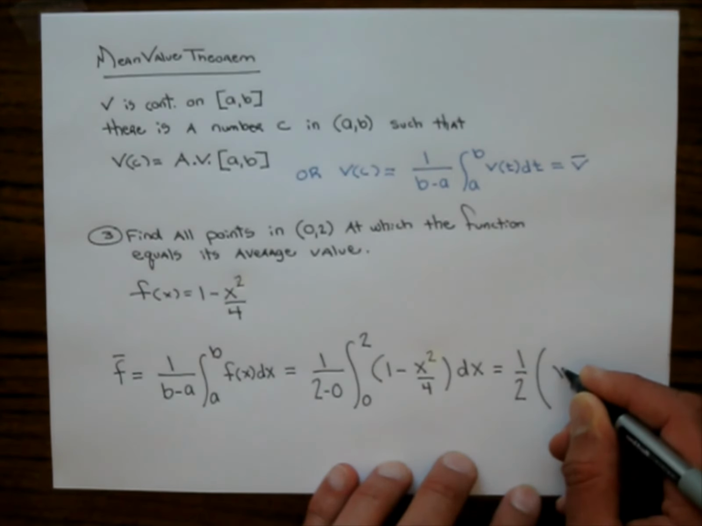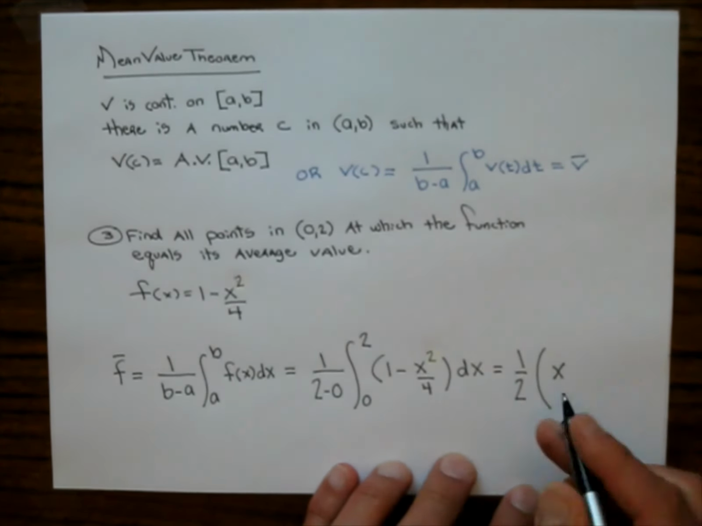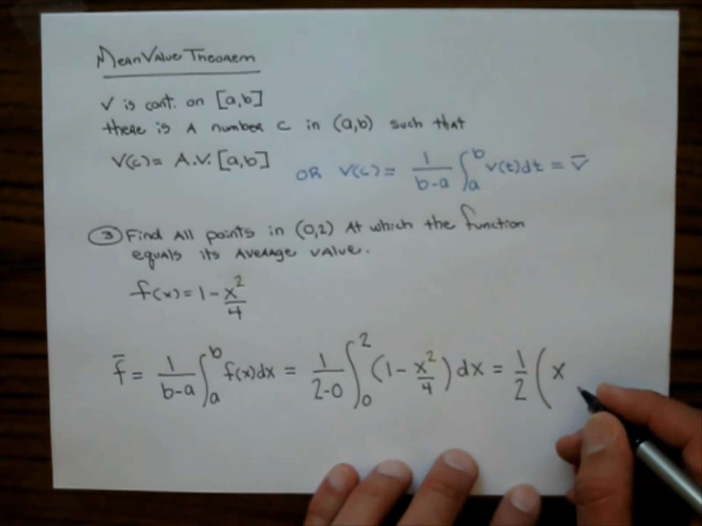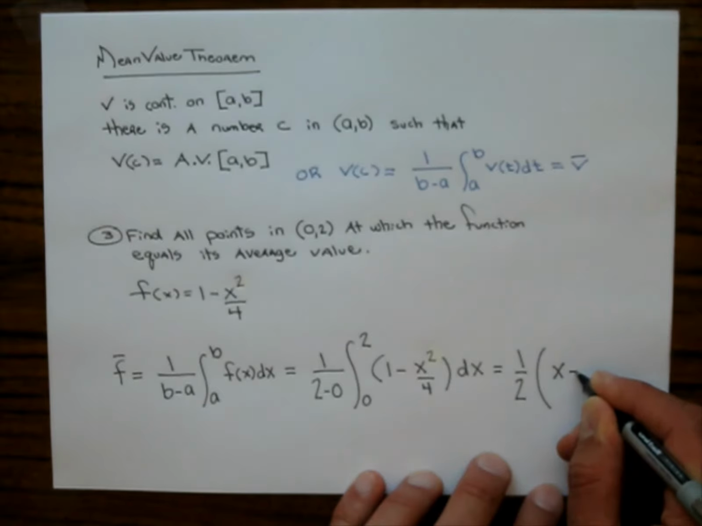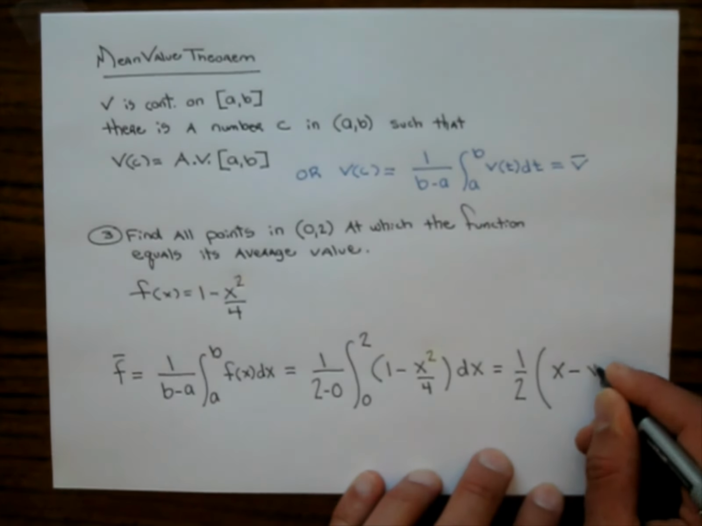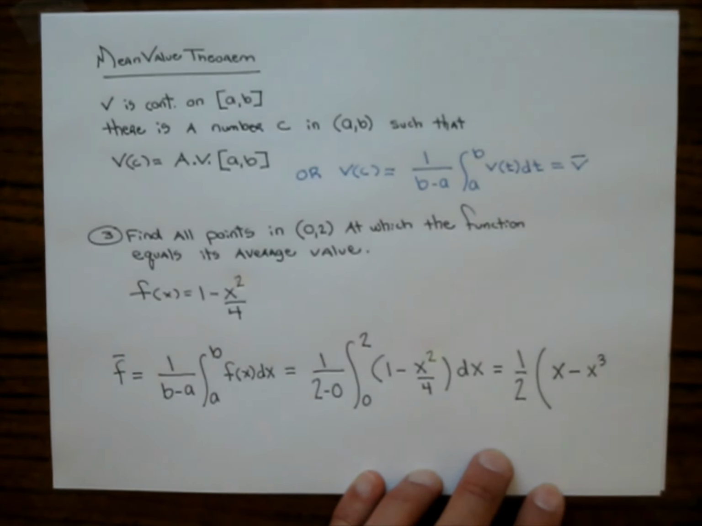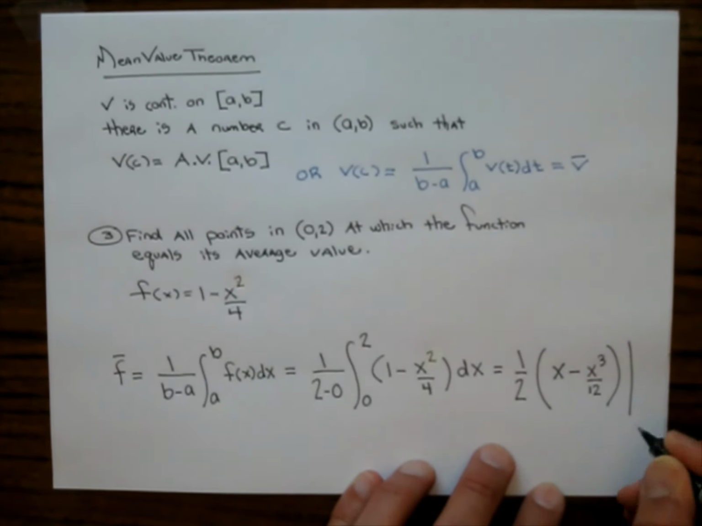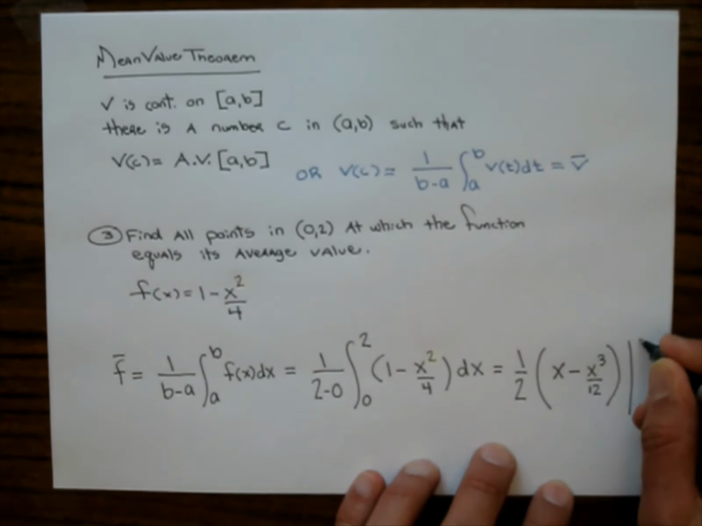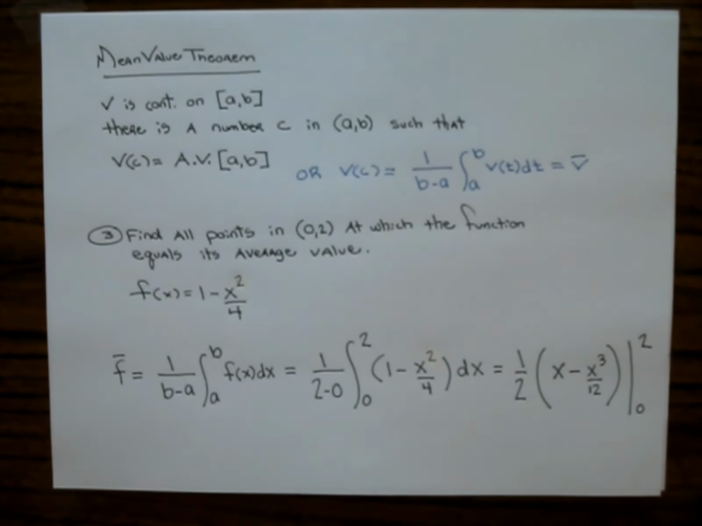So the antiderivative of 1 is x. The antiderivative of x squared over 4 is going to be, so we have minus x cubed over 3, but 3 times 4 is 12. This gets evaluated from 0 to 2. Okay, let's finish up this problem.